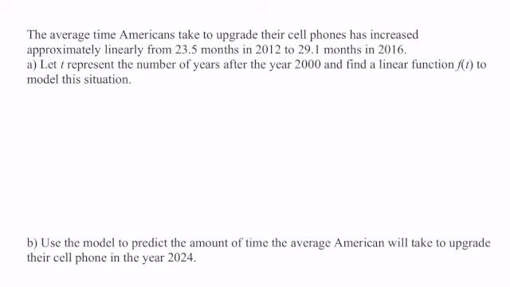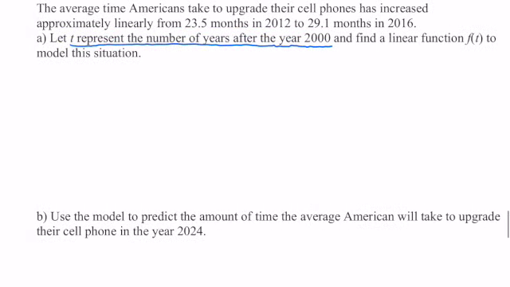model this situation. One thing that is always important to remember when you're working on a problem is what your variable represents. Here it says we want t to represent the number of years after 2000. So when the problem says that it was 23.5 in the year 2012, 2012 is 12 years after the year 2000. So we'll let our input, or you can think of it almost as an x value, in this case it's really t, but we can think of it like an x value of 12. Our function value would be 23.5.